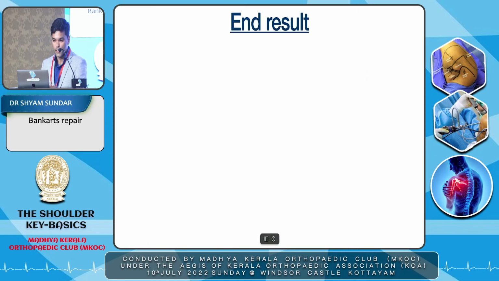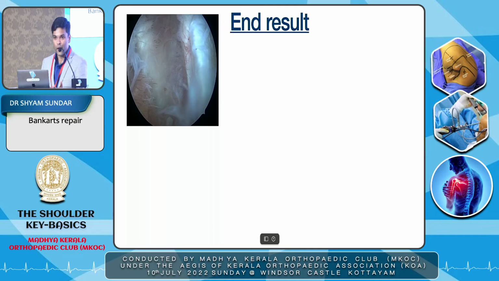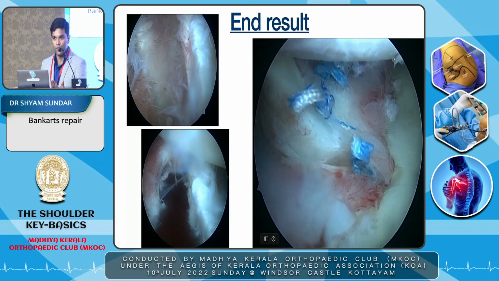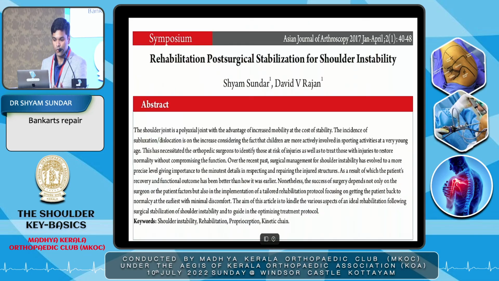So what initially looked like a very pathetic tissue, that you were not able to appreciate properly, after the release you were able to differentiate from the abnormal tissue, and at the end, you are able to achieve a very good Bankart repair. We usually follow the rehabilitation which we have published in the Asian Journal of Arthroscopy. You can look into it.